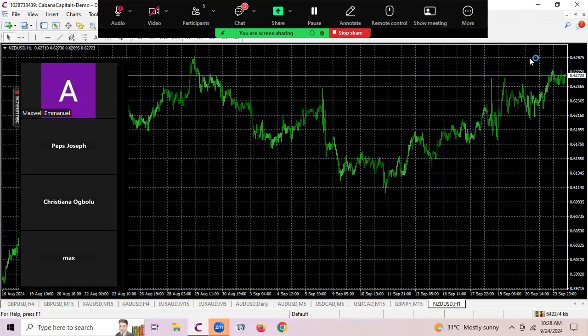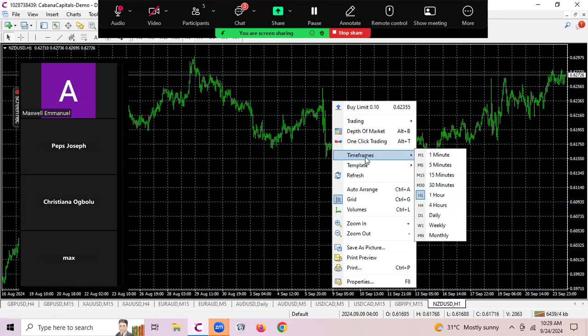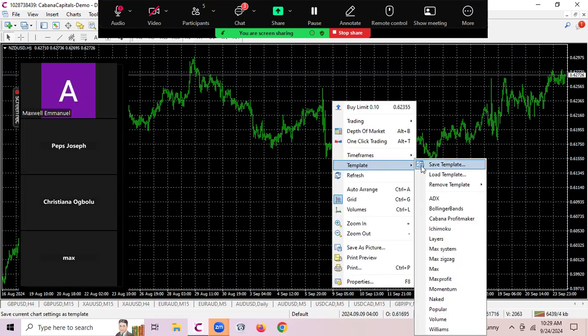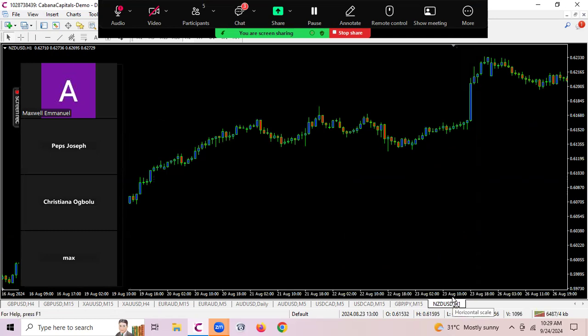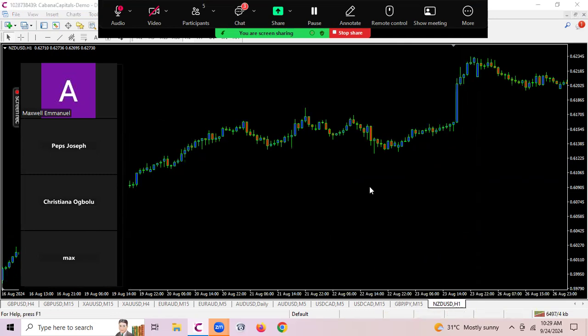Okay, so this is correlated with GBP USD. So if we are considering selling on GBP USD, we should also be considering selling New Zealand USD.